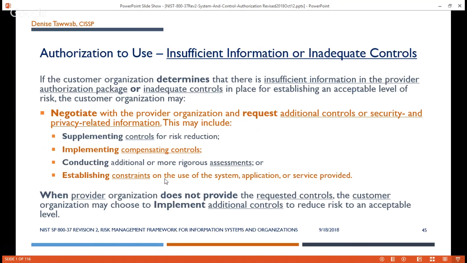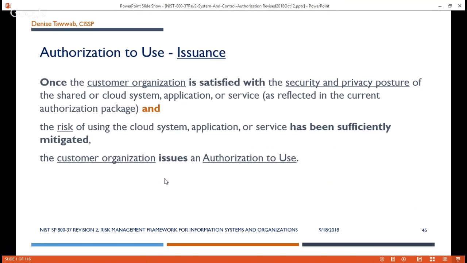When the provider organization does not provide the requested controls, then the customer organization can choose to implement additional controls to reduce the risk to an acceptable level, or they can choose to forego using the services altogether, if that's an option. Sometimes it is, sometimes it isn't. All right, the issuance of an authorization to use. Once the customer organization is satisfied with the security and privacy posture of the shared or cloud system, application, or service as reflected in the current authorization package, and the risk of using the cloud system, application, or service has been sufficiently mitigated, then the customer organization issues an authorization to use.